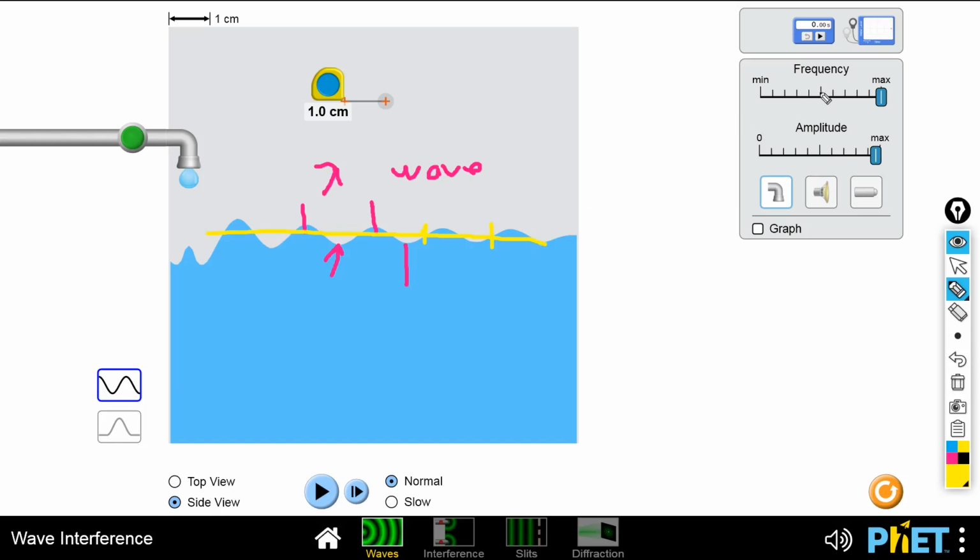And the frequency is nothing more than 1 over the wavelength, times the speed of the propagation, of course.